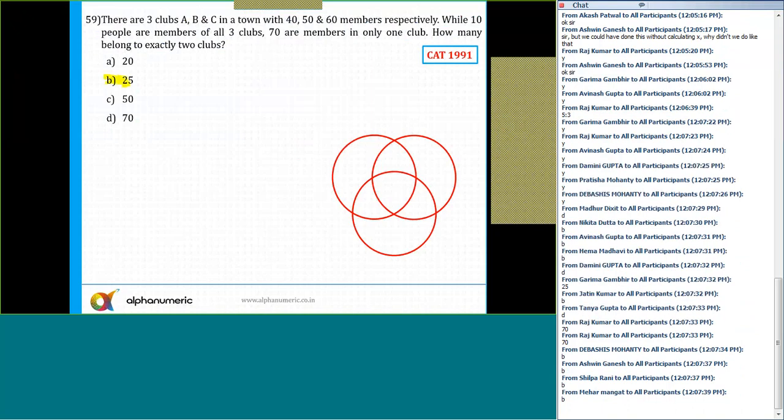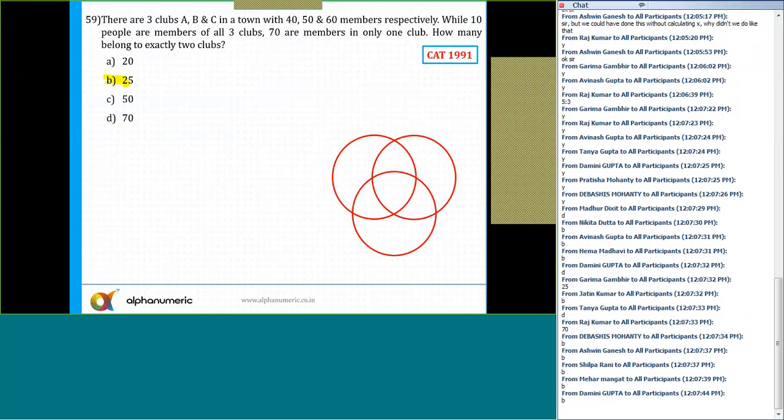It says there are 3 clubs A, B, and C in town with these members respectively, while 10 members belong to all the 3. So all 3 means exactly 3. How many members belong to exactly 3 clubs? There are 10. And 70 members are in only 1 club, so exactly 1 club is 70. And how many belong to exactly 2 clubs?